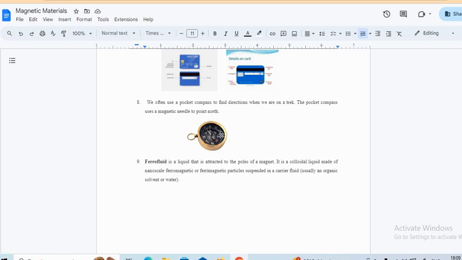Obviously the compass. Earlier days people used to use compass. Nowadays we don't need this one. We have a satellite communication system, so we can easily use that. But obviously the compass is useful.